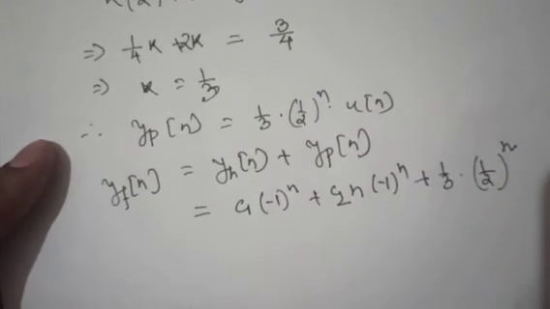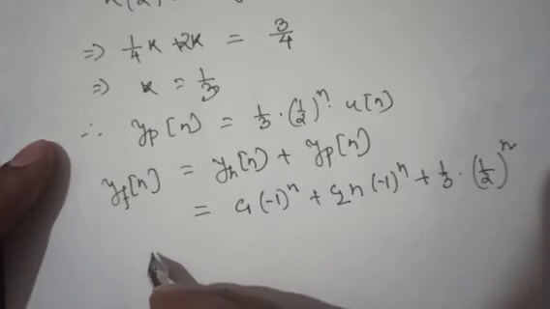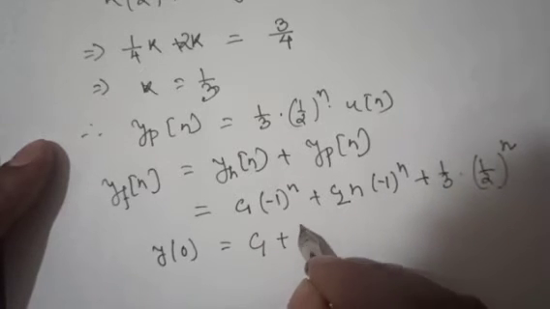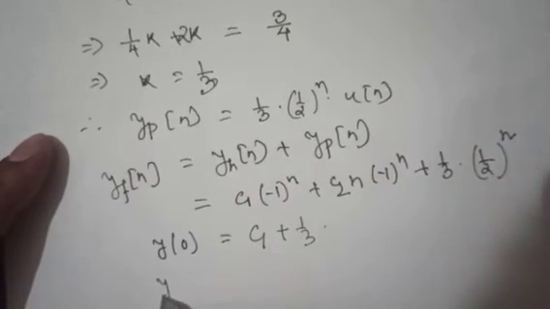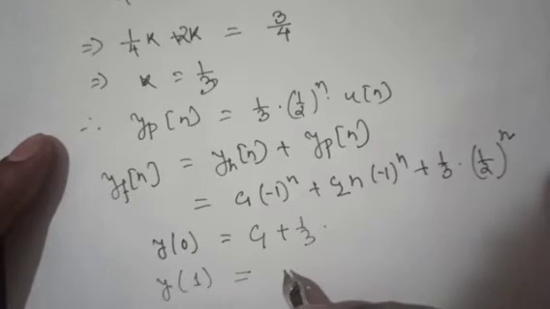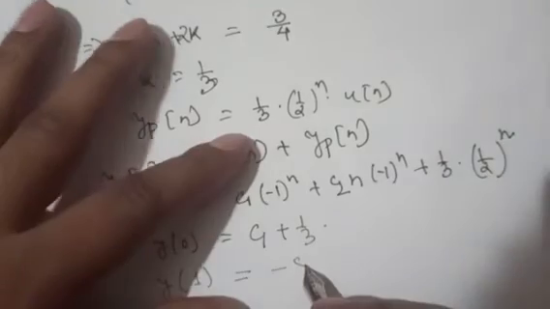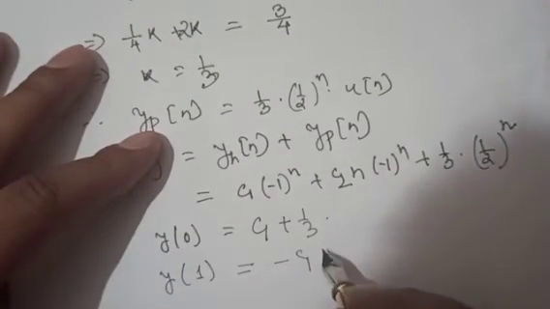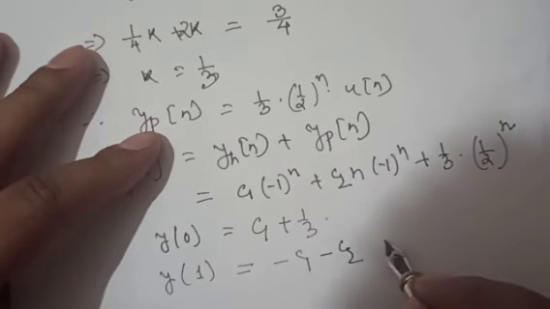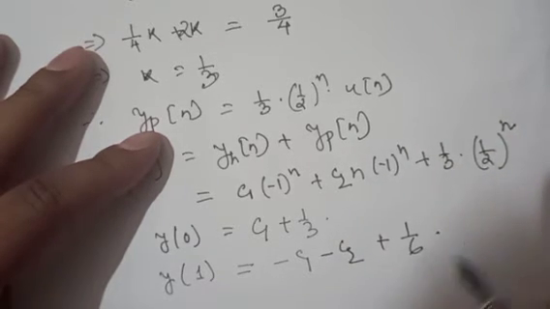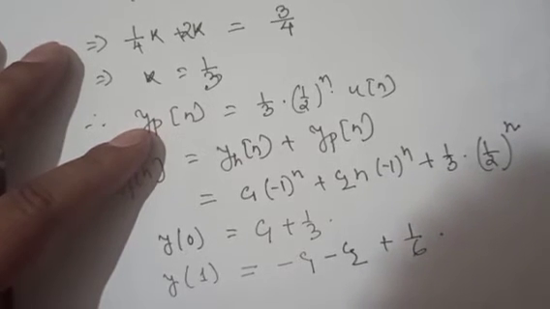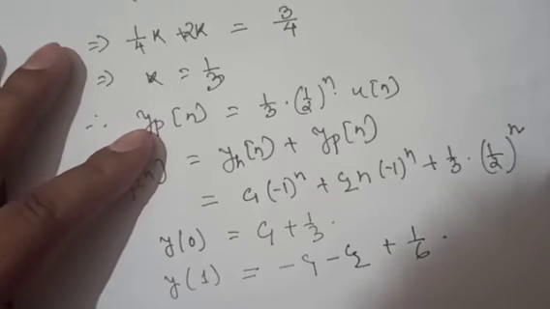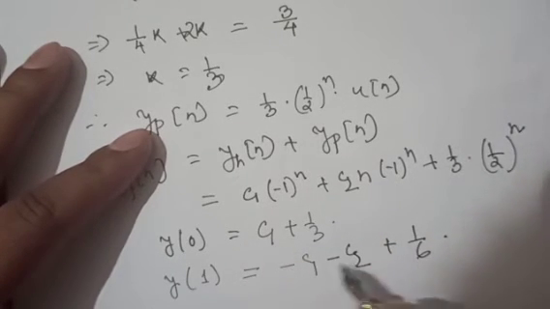For that we have to put first n = 0. So y(0) will be C1 + 1/3. And for n = 1, y(1) will be -C1 - C2 + 1/6. Again you need to calculate y(0) and y(1) to find out C1 and C2.